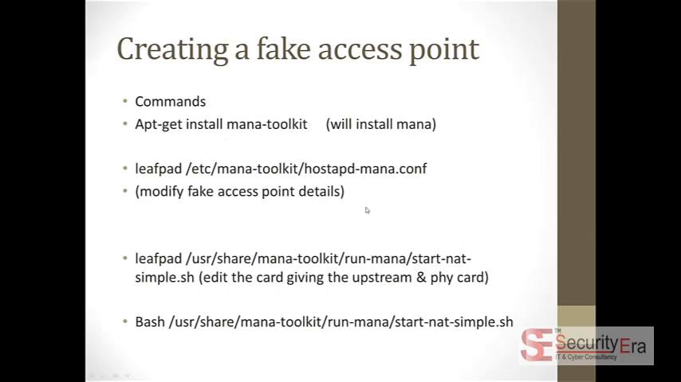So if I go to the next slide, these are the commands. When you're on Kali Linux, if you type apt-get install mana-toolkit, that will install Mana. Then we need to do some modification to the config files, and the last command is bash, and then this URL to the start NAT simple one, because that's the one we're going to use in the video. So I'm just going to go onto the Kali Linux machine, and once I open that, I will show you how to install it, modify it, and actually start this fake access point.